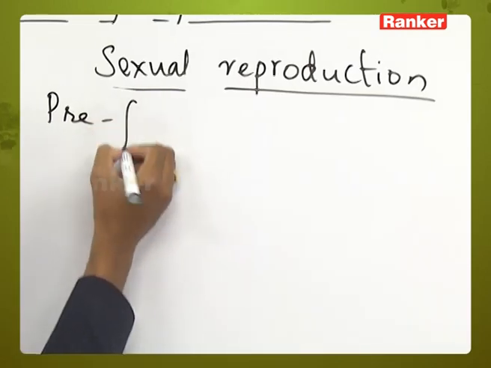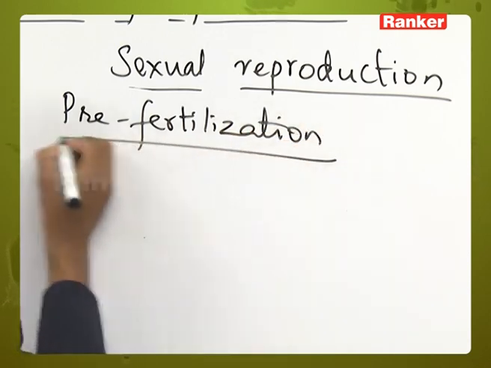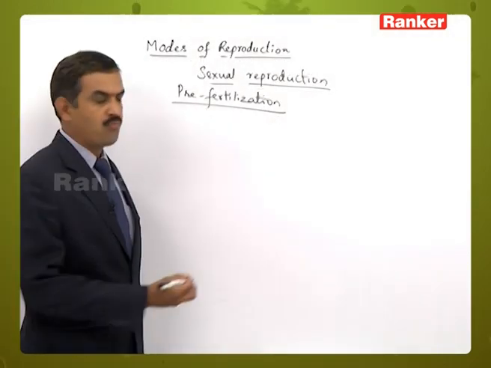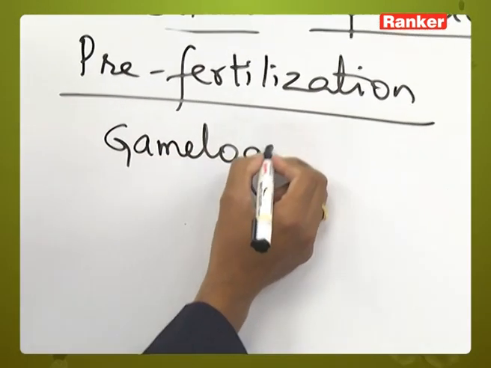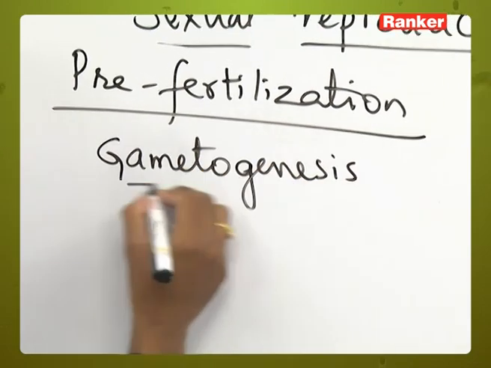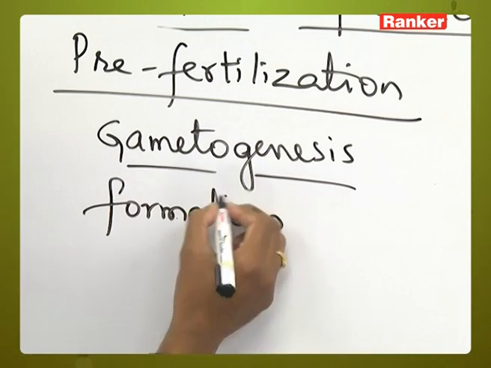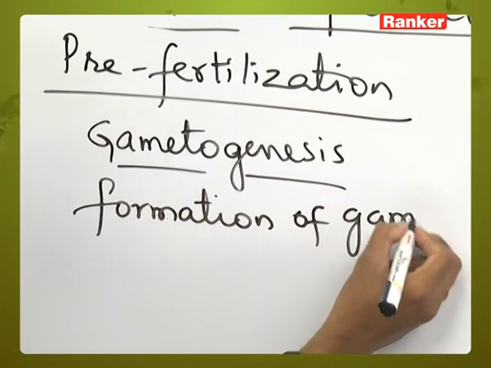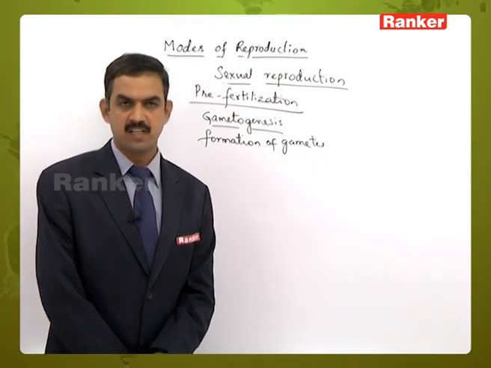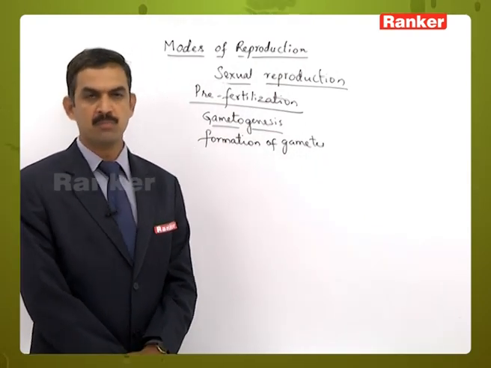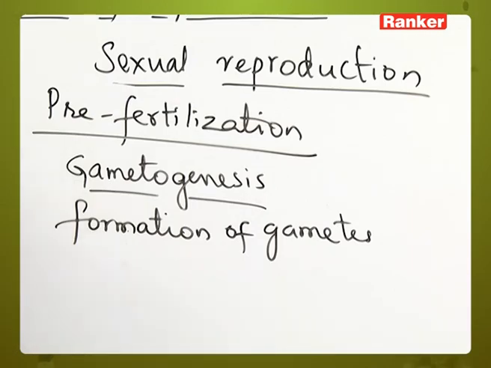In pre-fertilization, one is the formation of gametes, that is called gametogenesis. Formation of gametes. So here gametes are the ones which are going to participate in the fertilization, that is, the gametes are fused to form the zygote. And here, based on the nature of the gametes, there are two conditions.